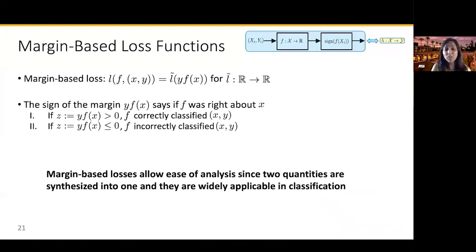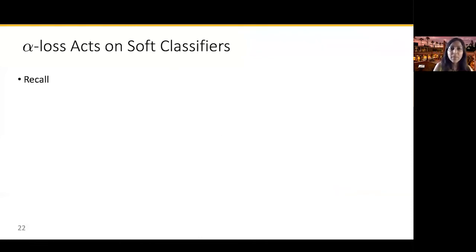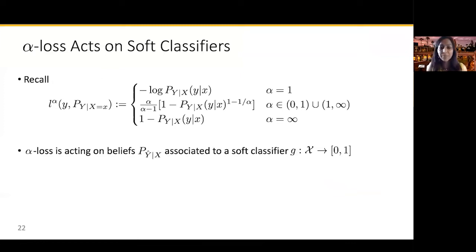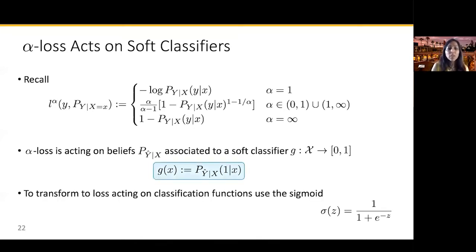So margin-based loss functions are very useful in analysis, especially in binary, because they synthesize both the label and your classification in one form. Okay, so as I told you before, alpha loss acts on soft classifiers, right? It needs a probability estimate. That's what my soft classifier gives. Okay, and so my soft classifier is directly mapping, and what it gives as an output is the probability of y equals 1 without loss of generality, given any observation or feature x. So to transform this to a classification function, you just use the same one. Okay, spread it out.